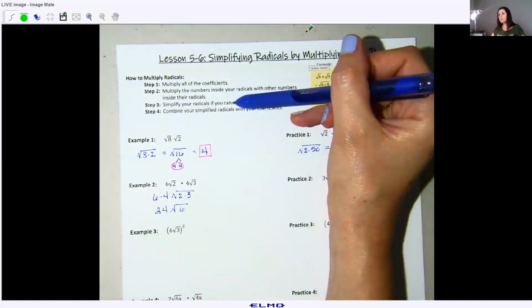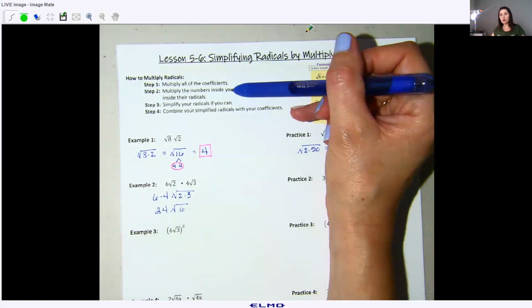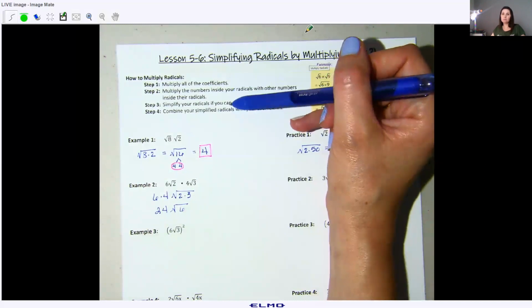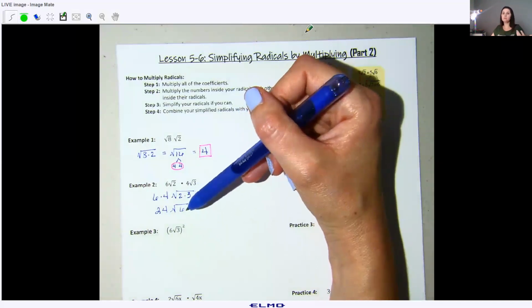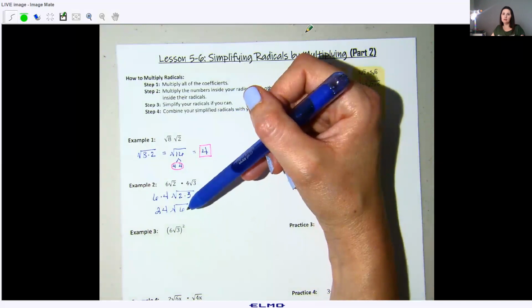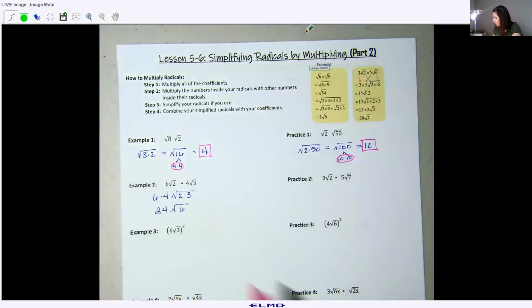Now this step number 3 says that after we multiplied our coefficients and we multiplied our radicands, we then need to simplify if we can. Well, in this case, we can't, because when we factor out the 6, we get a 2 and a 3. There are no pairs there. So this is as far as we can go with this problem.